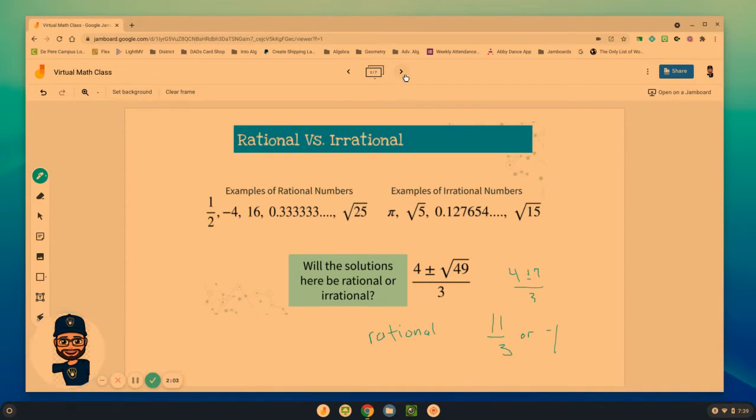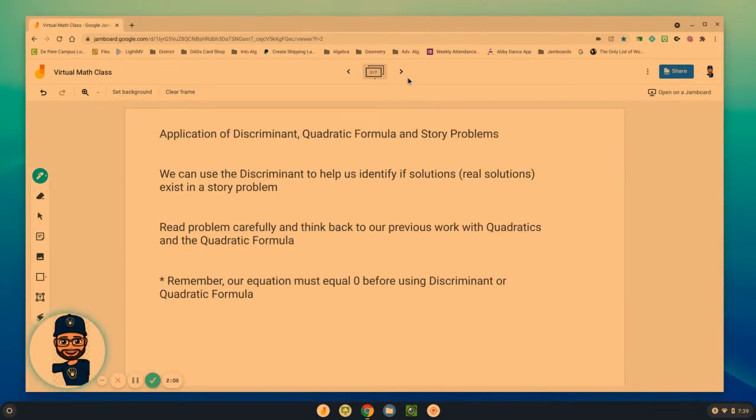But now let's go back to our discriminant, where today we're going to look at the application of the discriminant, the quadratic formula, and how this relates to perhaps story problems. As we discussed, we can use that discriminant to help us identify what type of solutions we have. And in a story problem, that helps us identify if we have any real solutions.